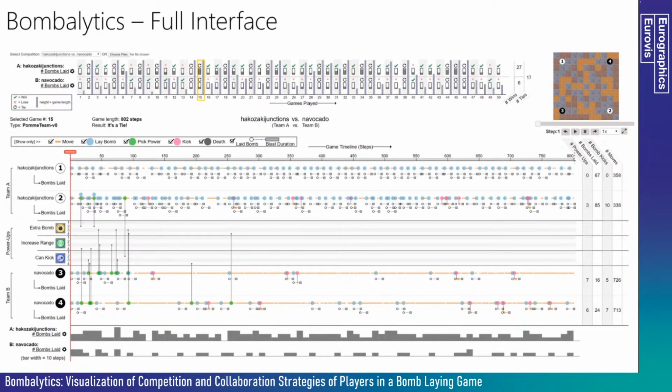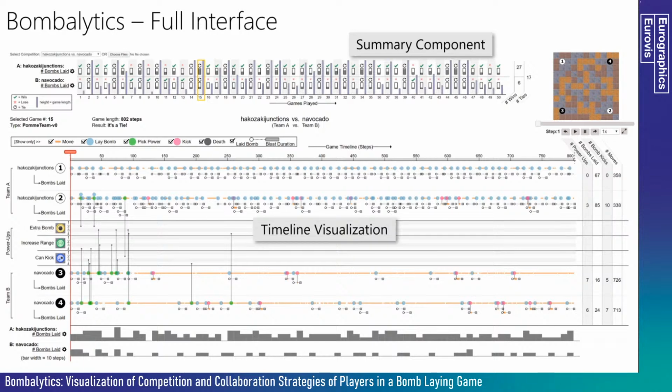We implemented our approach as a web-based prototype. The interface has four main components. The summary component at the top abstracts all the games played between two teams. A timeline visualization at the center shows details of a selected game. Histograms at the bottom show the temporal distribution of a selected game metric. And finally, playback at the top right replays the selected game step by step.